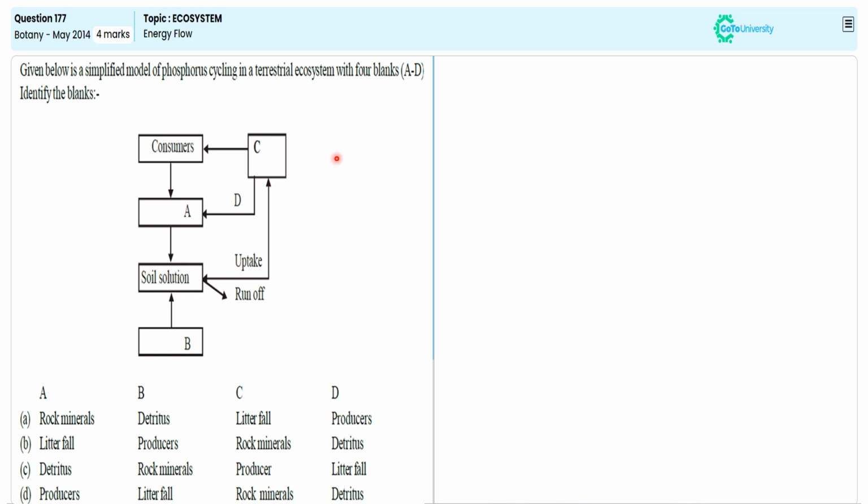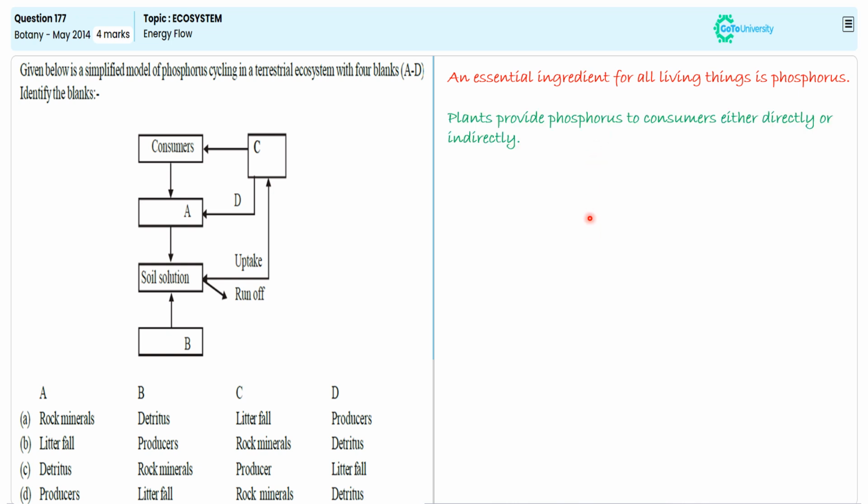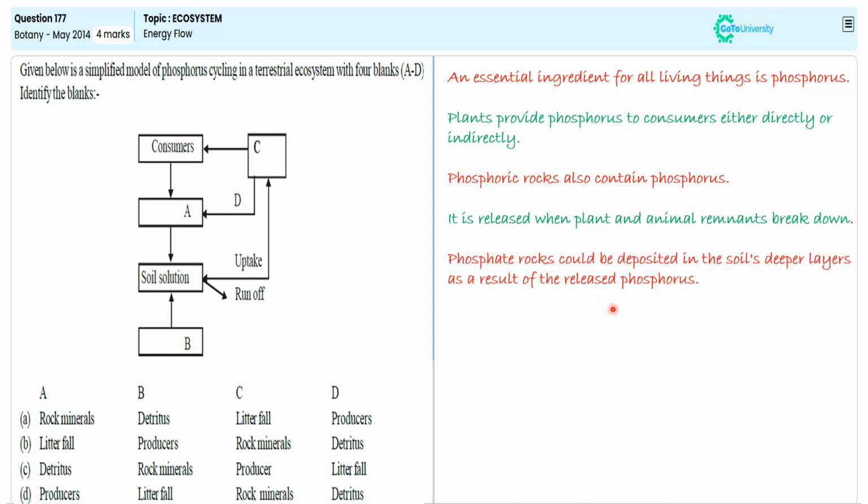An essential ingredient of all living organisms is phosphorus. Plants provide phosphorus to consumers either directly or indirectly. Phosphate rock also contains phosphorus. It is released when plant and animal remnants break down. Phosphate rock can be deposited in the soil's deepest layer as a result of the released phosphorus.